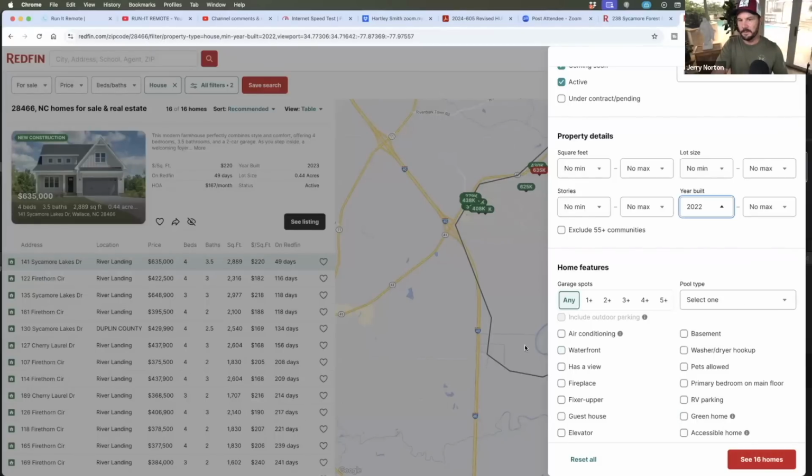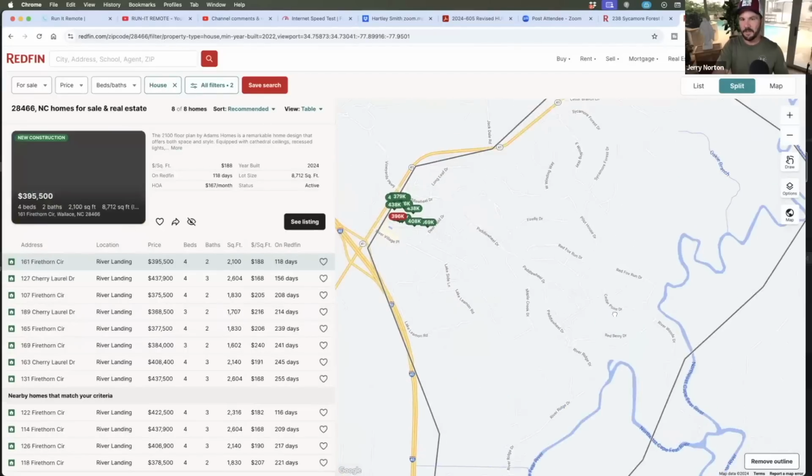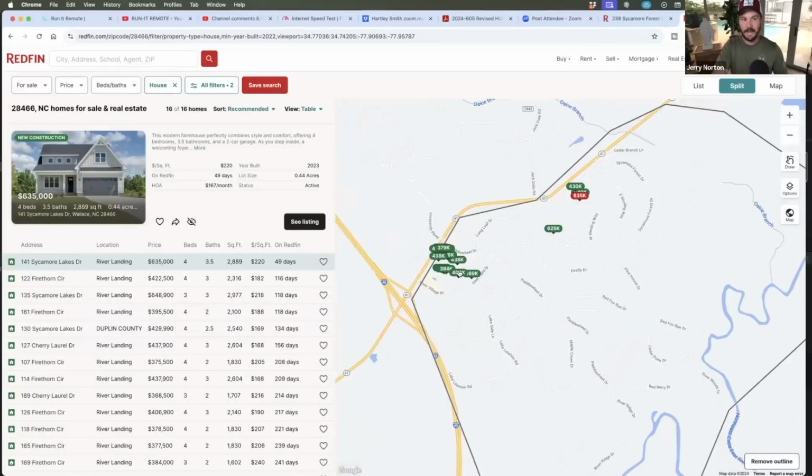Now that got rid of a lot of our stuff. That brought us down to just a handful, these ones. So these are all the homes that are active right now because I haven't switched it to sold. So you could see here, there's a bunch of stuff for sale right now that is new construction.